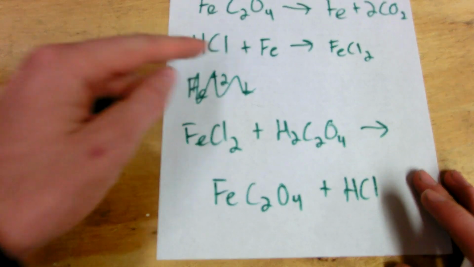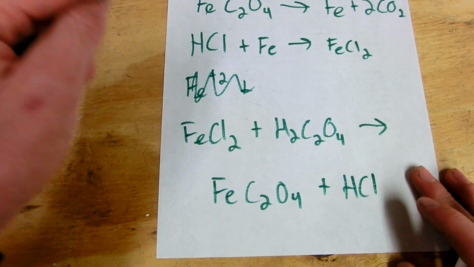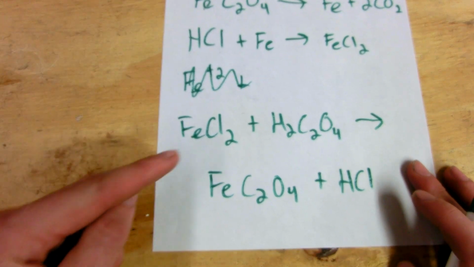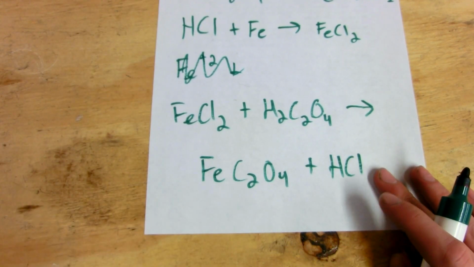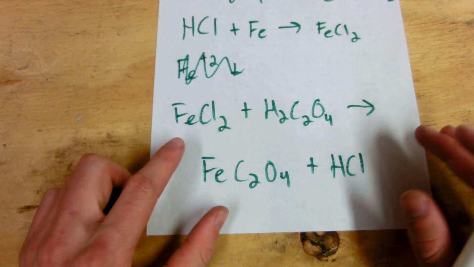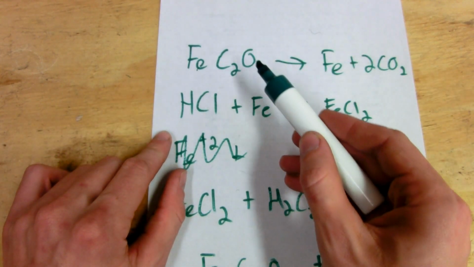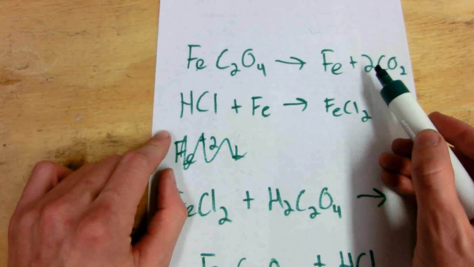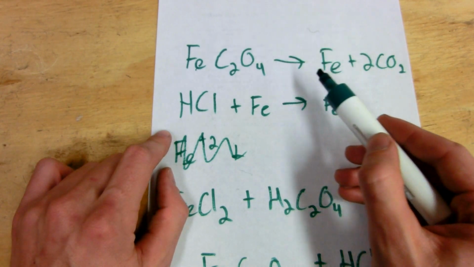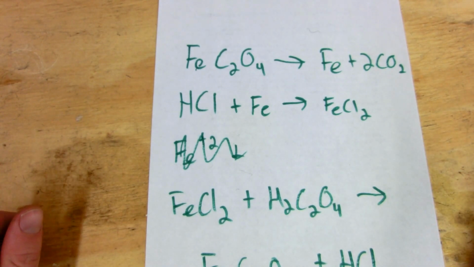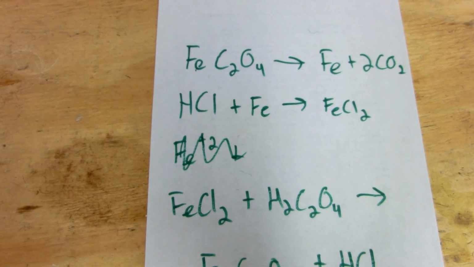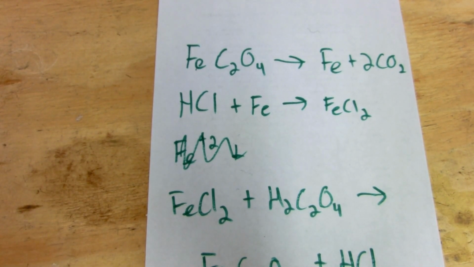So that's what we're going to do. We're going to take some iron, react it with hydrochloric acid, get the ferrous chloride, react it with oxalic acid to produce iron oxalate, which is not very soluble, and we can filter it out. And then we can thermally decompose the iron oxalate to form our finely divided iron and carbon dioxide, and then we can expose the finely divided iron to air to see if it burns. Alright, let's go to the lab and see if we can do that.